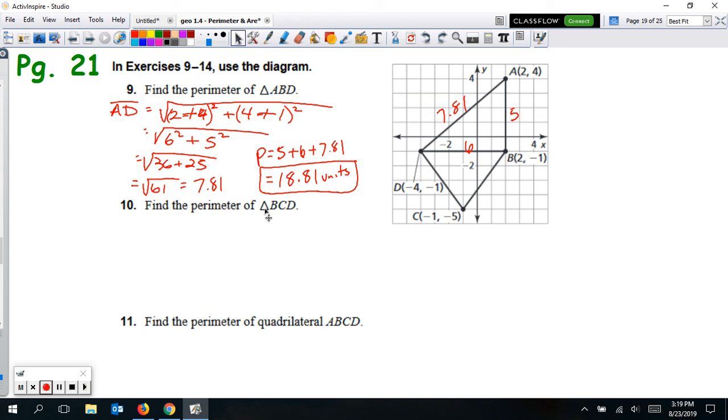10 says find the perimeter of triangle BCD. That's this one down below here. So that's this triangle BCD. So far, again, this one we know, 6. But these 2 we do not know. We're going to need to use the distance formula, but we only actually need to use it once because they are going to be the same length.